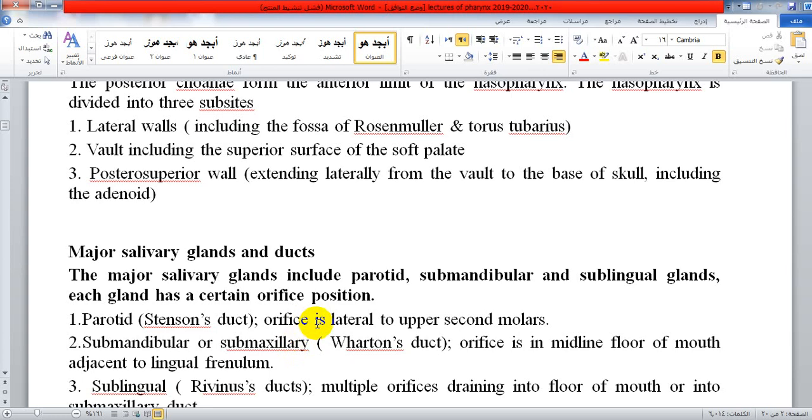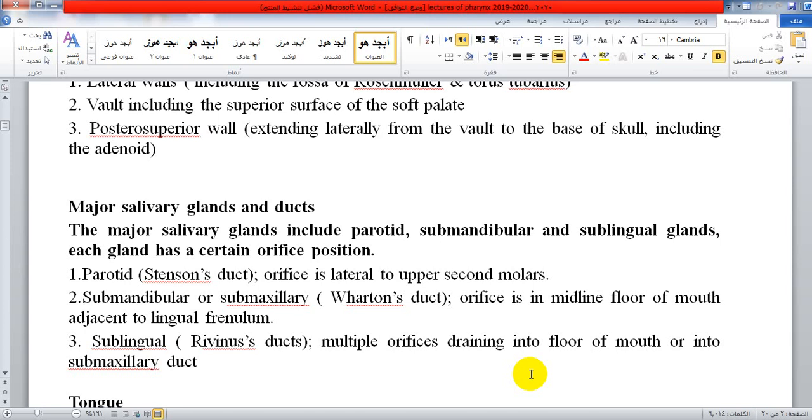The third one is the sublingual, or we call it the ducts of Rivinus. Multiple orifices draining into the floor of the mouth or into the submaxillary duct.